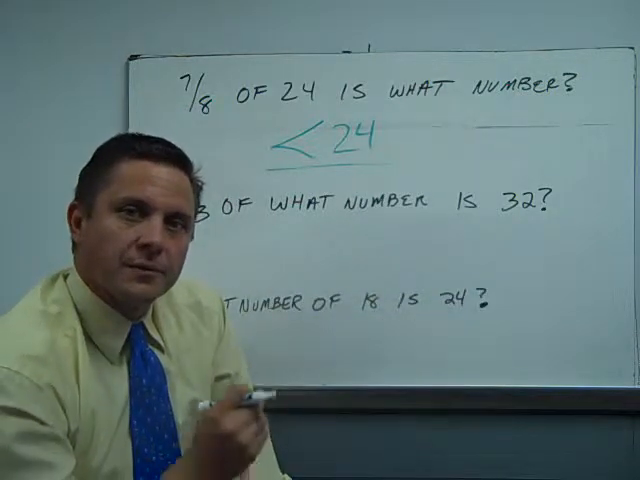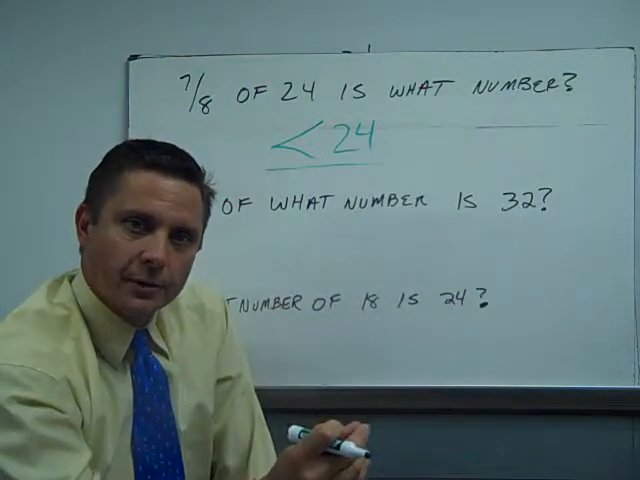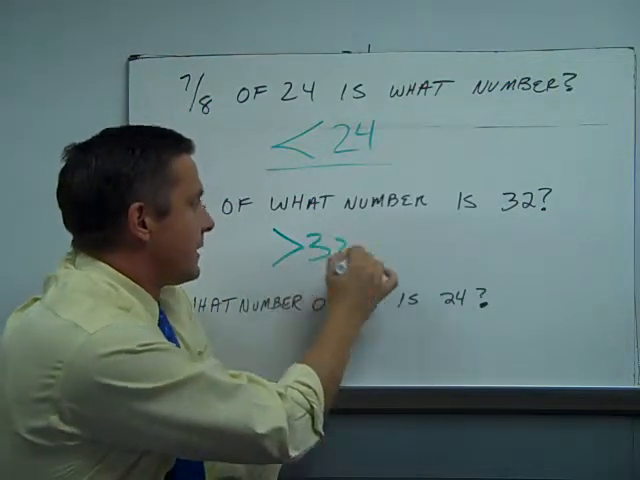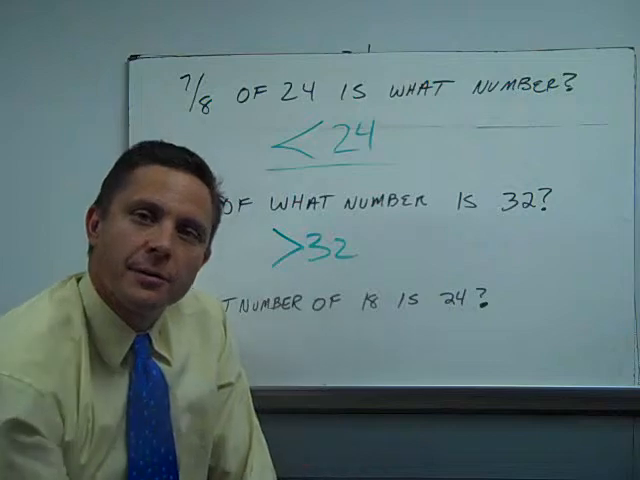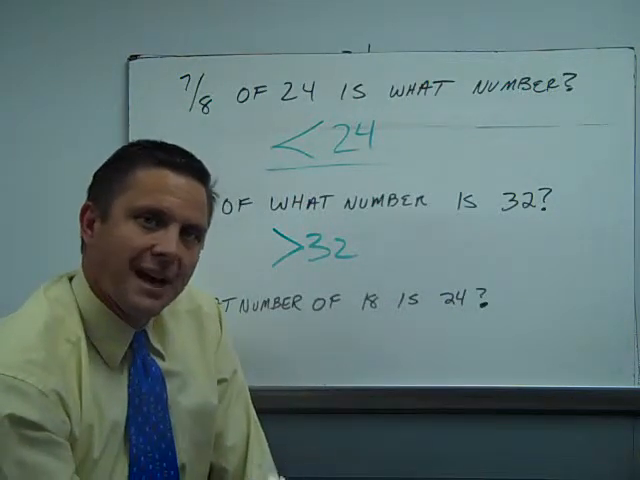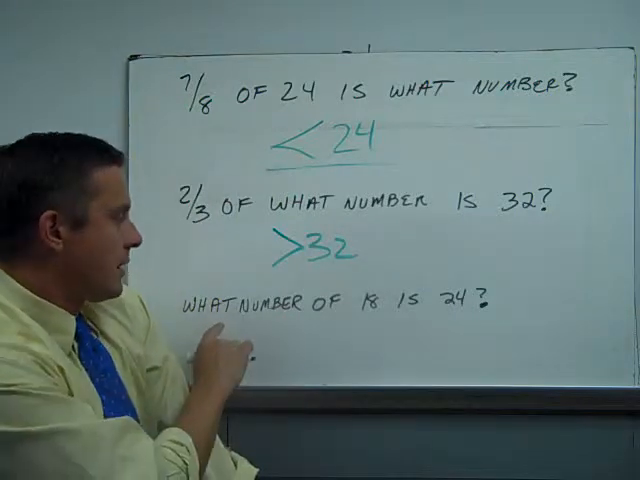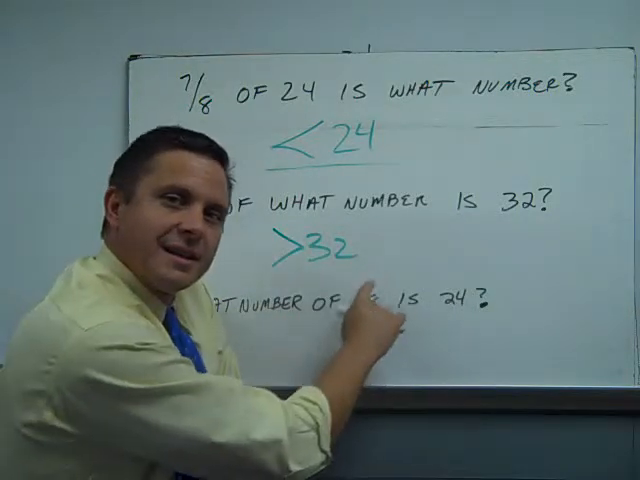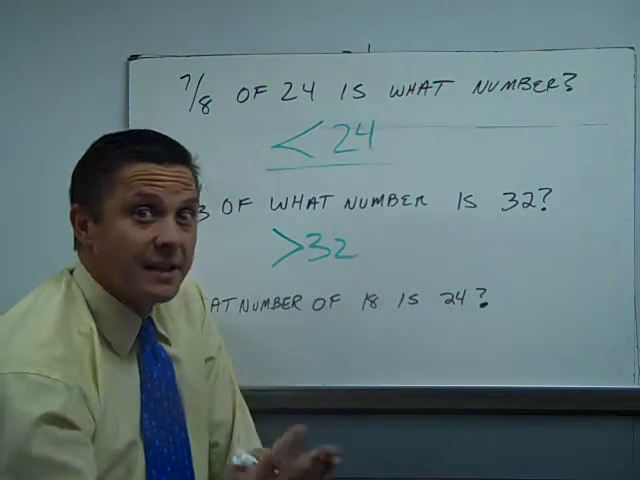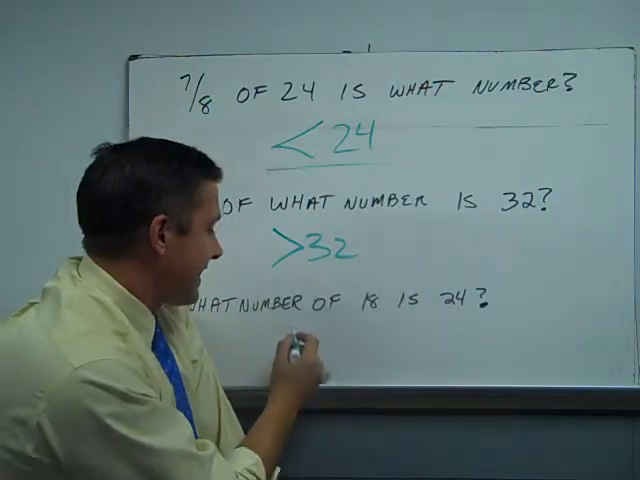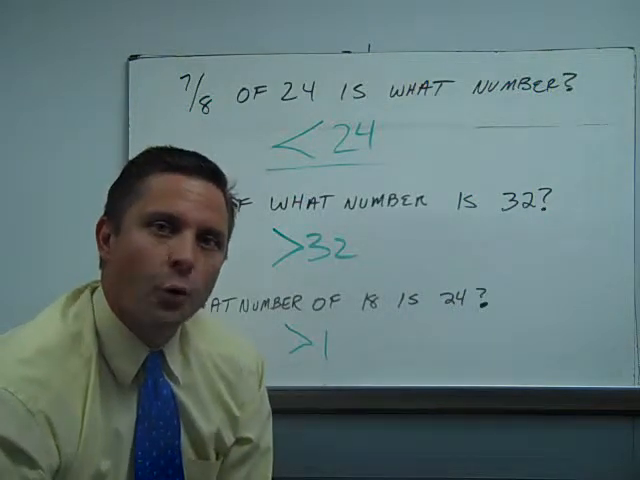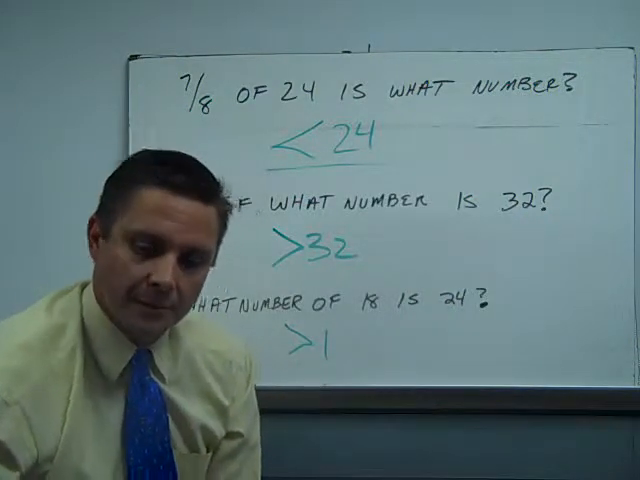All right, well, if I took a whole of 32, it'd be 32. I'm taking part, so the number has to be greater than 32. Part of 50, if I took half of 50, it'd be 25. 2/3 is about half, so it has to be there, all right? What number of 18 is 24? Well, 1 of 18 is 1/18. That's 18. It's more than 18. So this has to be greater than 1. And again, this comes with practice, but you slow down and you make an estimate.